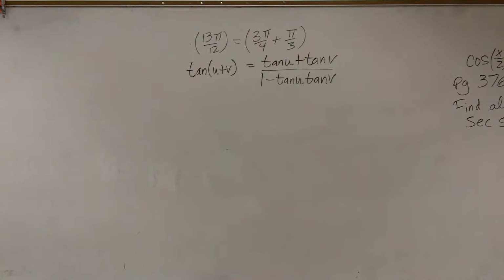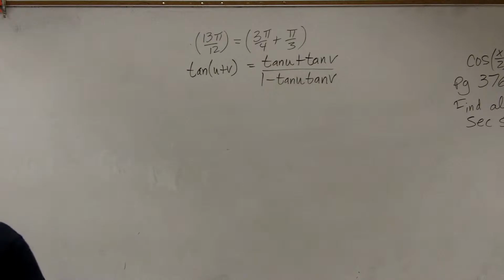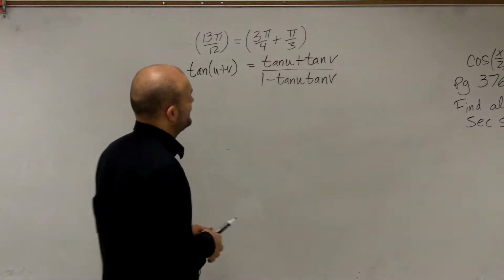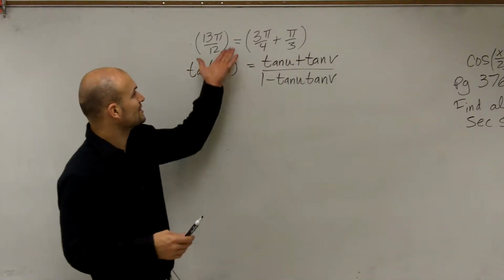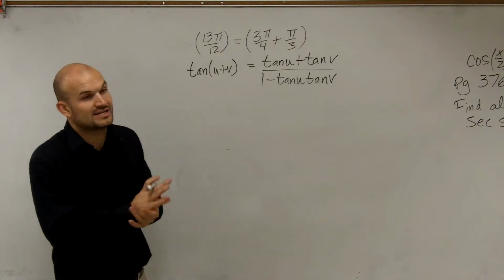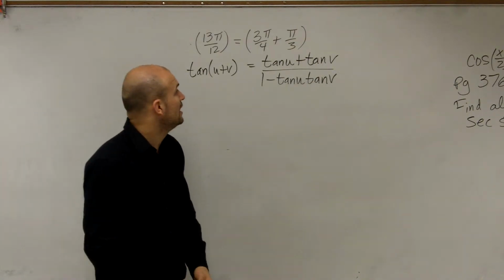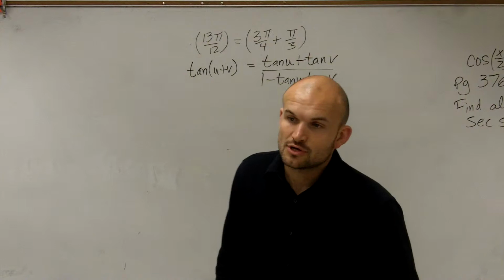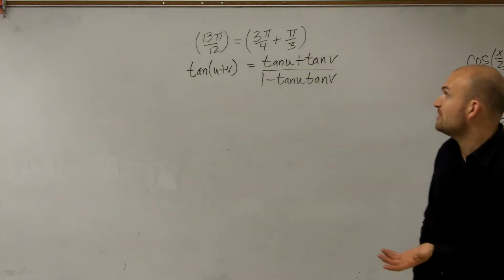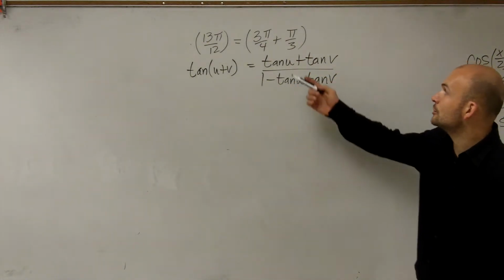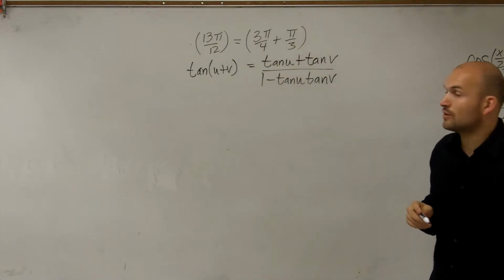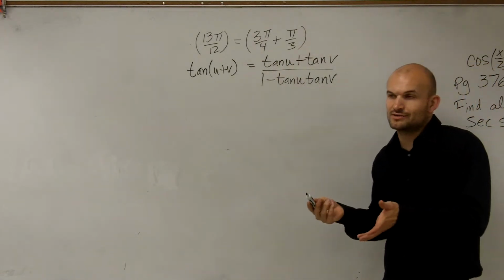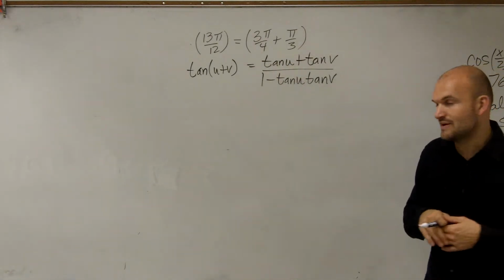Okay, so for this problem, what I have is the tangent of u plus v. I'm sorry, the angle they're asking us to evaluate is the tangent of 13 pi over 12. So what I did is I broke up the angle 13 pi over 12 into two different angles, 3 pi over 4 and pi over 3. I don't know the values of the angles themselves, but I can take the tangent of those values.